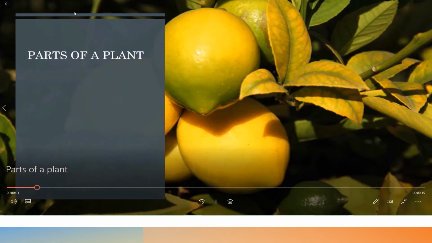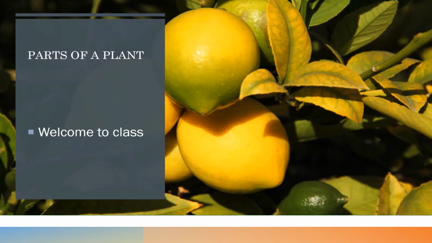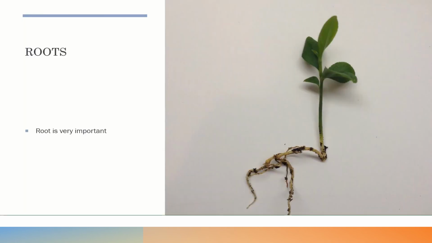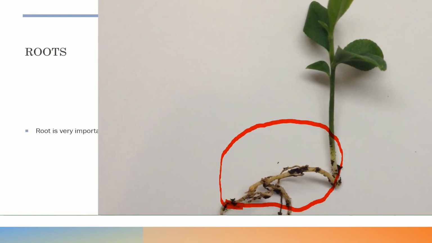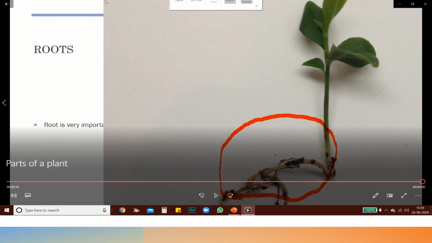Don't get confused. Now this is the new thing that I made. Welcome to my class. Let's learn parts of a plant. And then I choose a pen and say, okay, I choose this and say, do you know, roots are very important. They absorb minerals. These are roots. So this is how it is done.